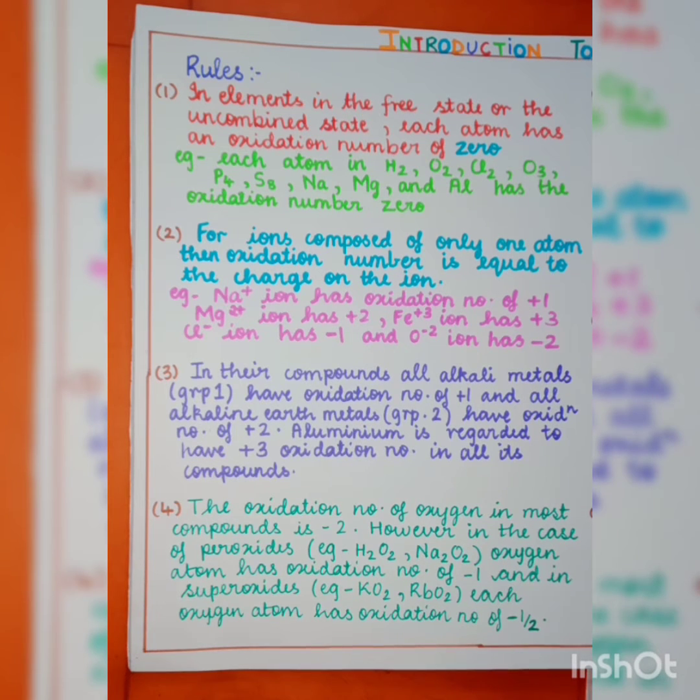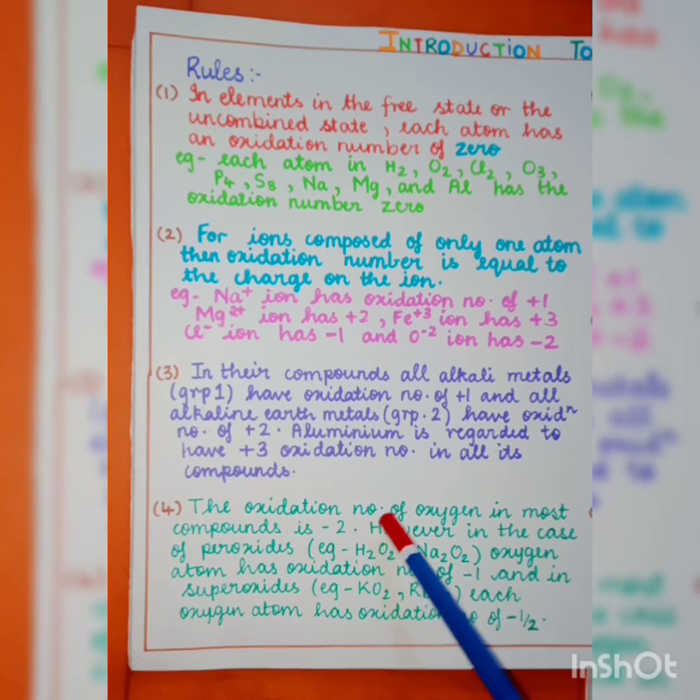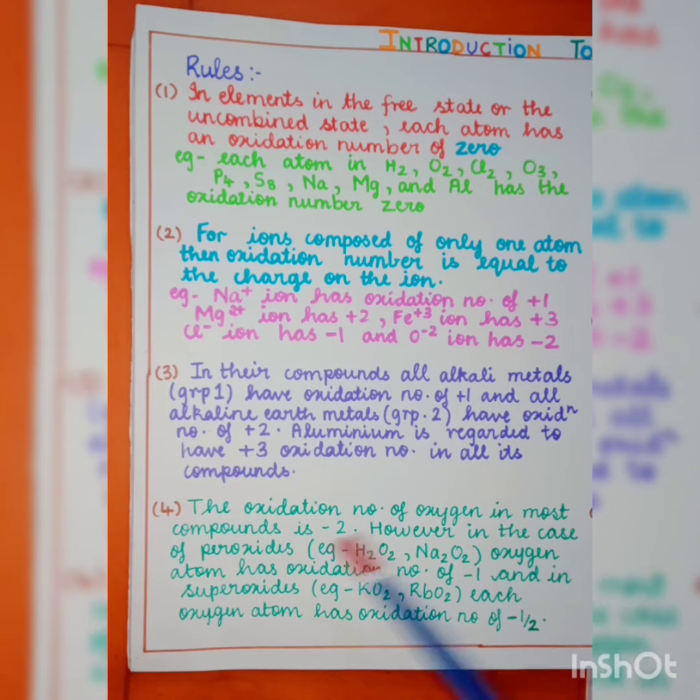And rule number 4 is, the oxidation number of oxygen in most of its compounds is minus 2. However, in the case of peroxides, that is, when one oxygen atom is bonded to its own self, for example H2O2 and Na2O2, oxygen atom has oxidation number of minus 1, and in superoxides, for example KO2 and RbO2, each oxygen atom has oxidation number of negative half.